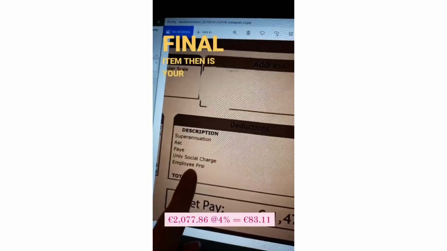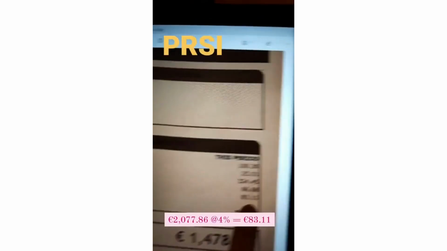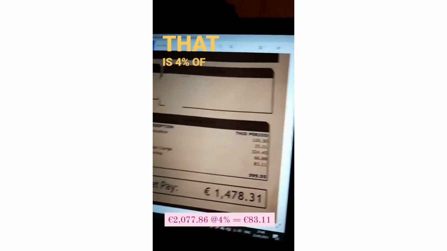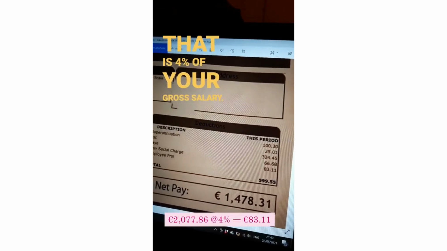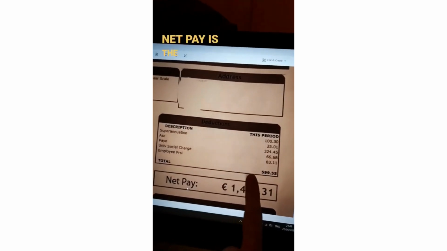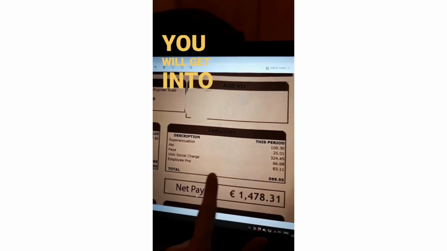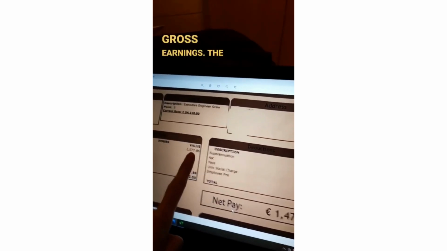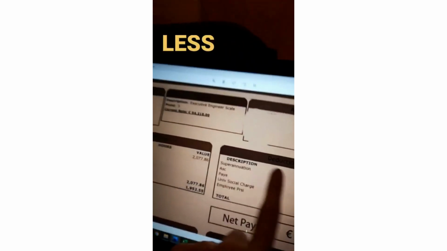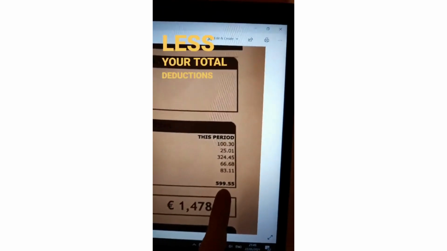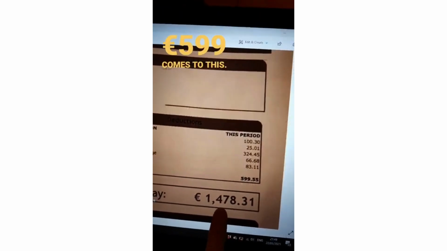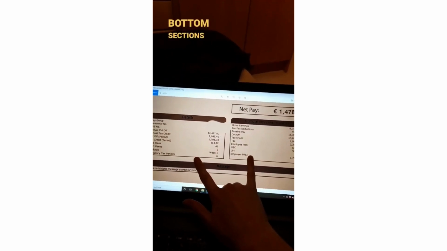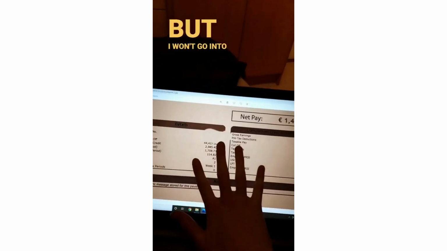Final item then is your employee PRSI, 83.11, very straightforward. That is 4% of your gross salary. Your net pay is the figure then that you will get into your bank account. And this is your gross earnings, the 2,077, less your total deductions, 599, comes to this. I will quickly explain the two bottom sections as best I can, but I won't go into the detail.